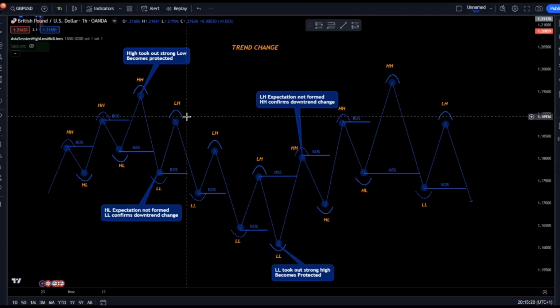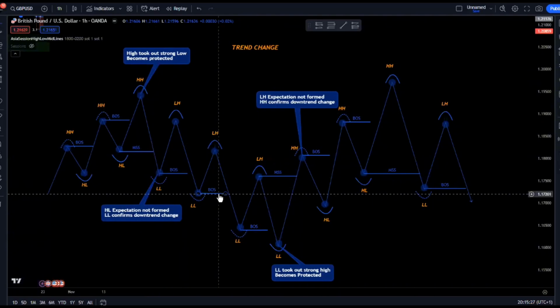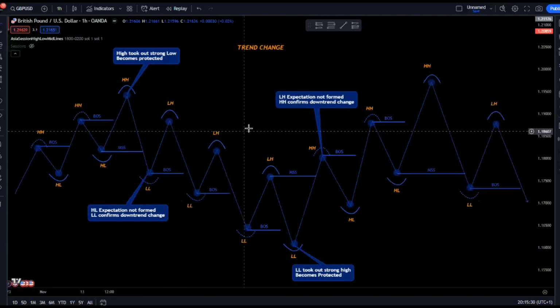In a downtrend, the swing highs are strong while the swing lows are weak. So in a downtrend, we expect that the swing lows are going to get broken. Of course. Now look at your chart closely.